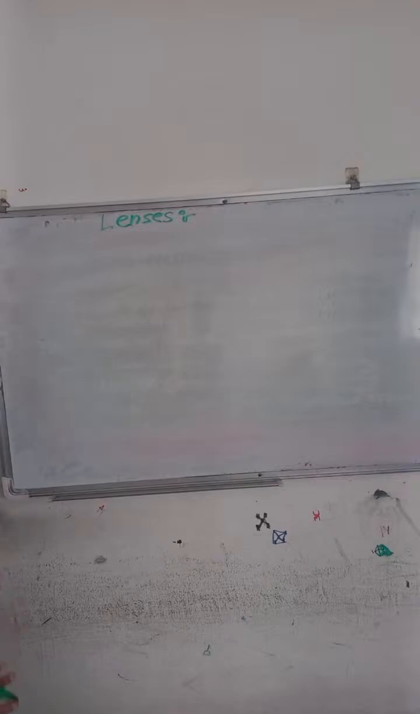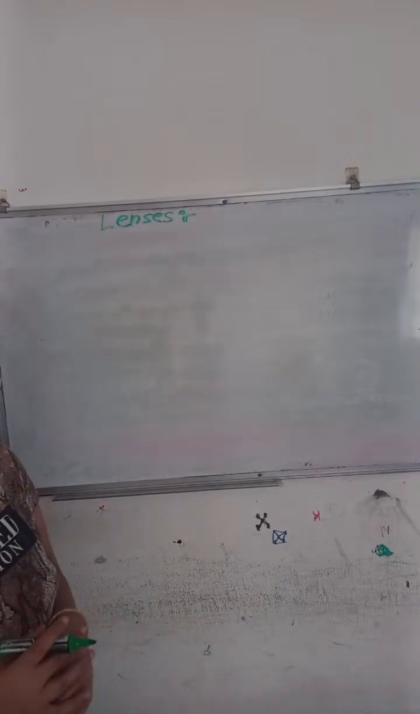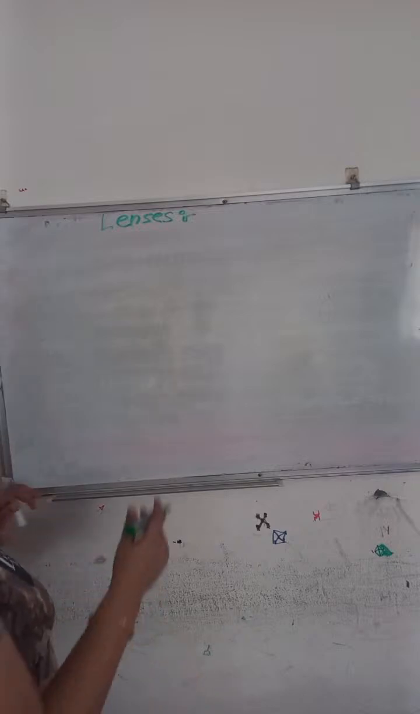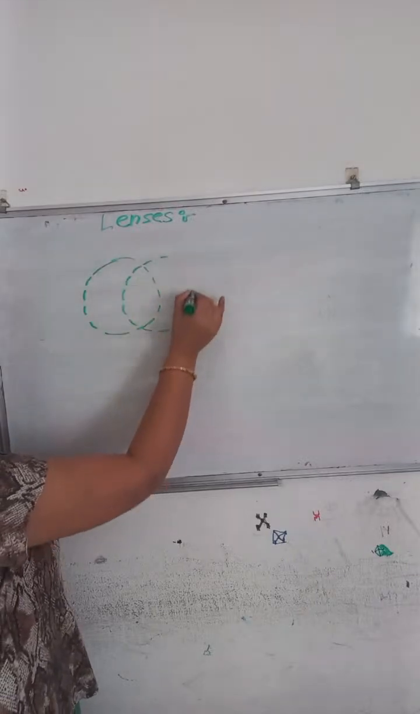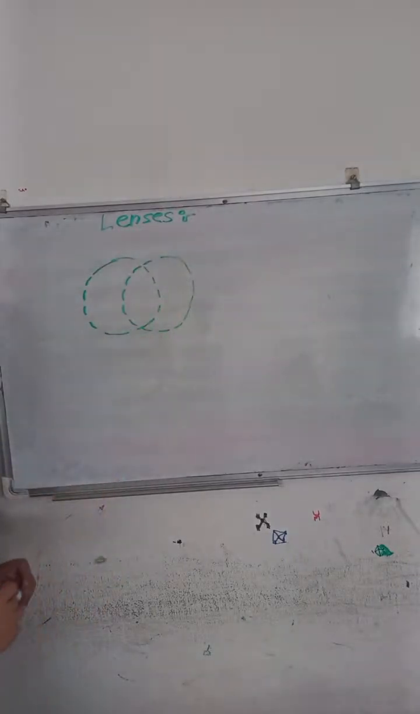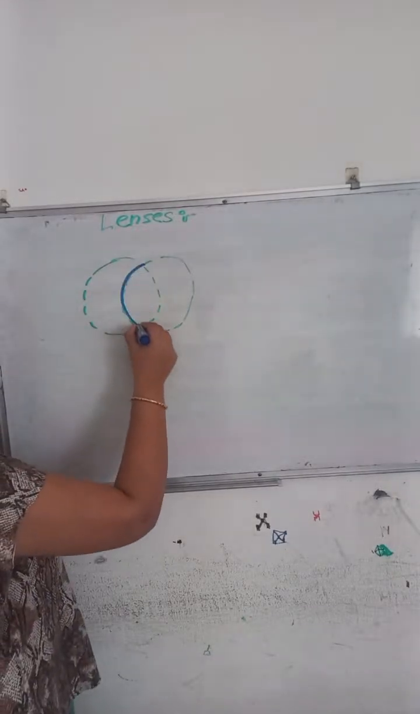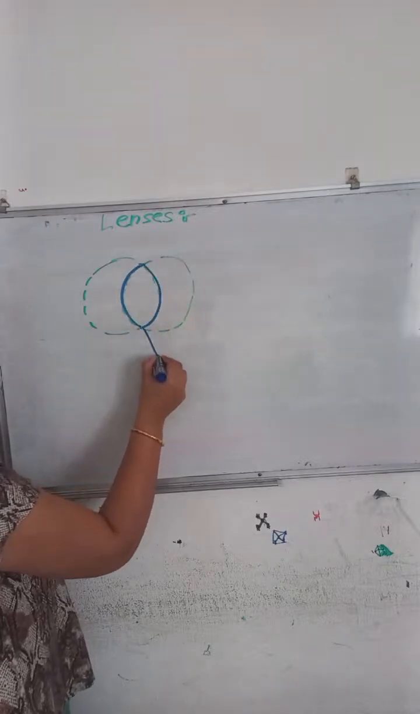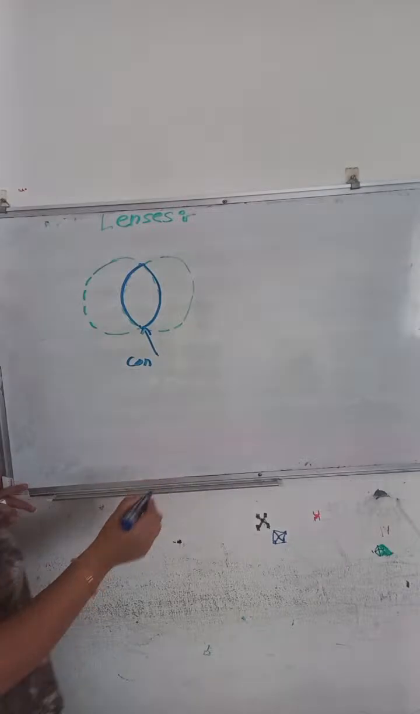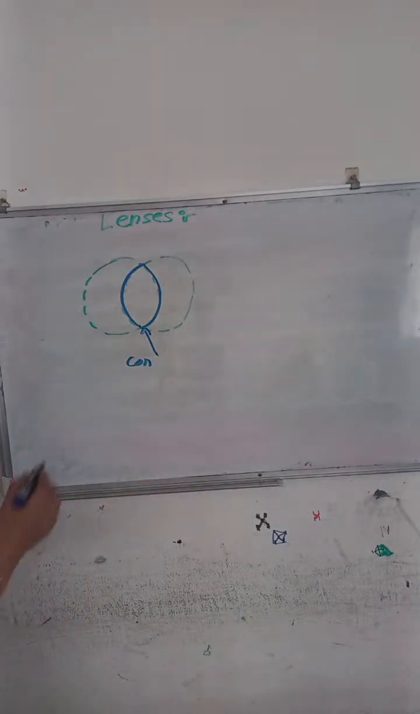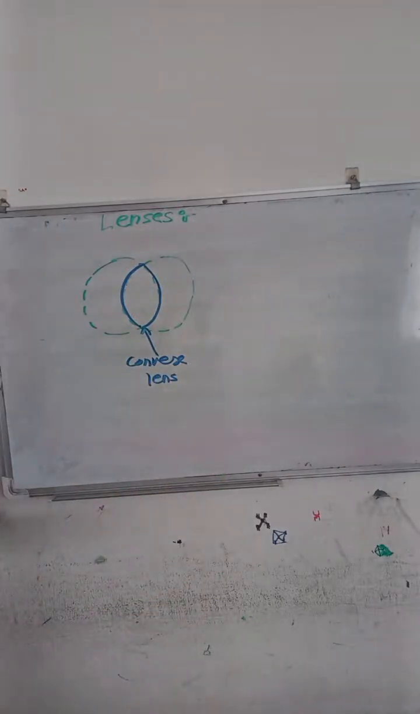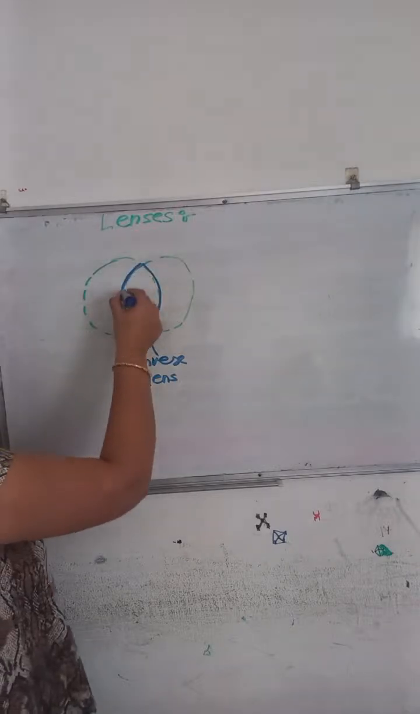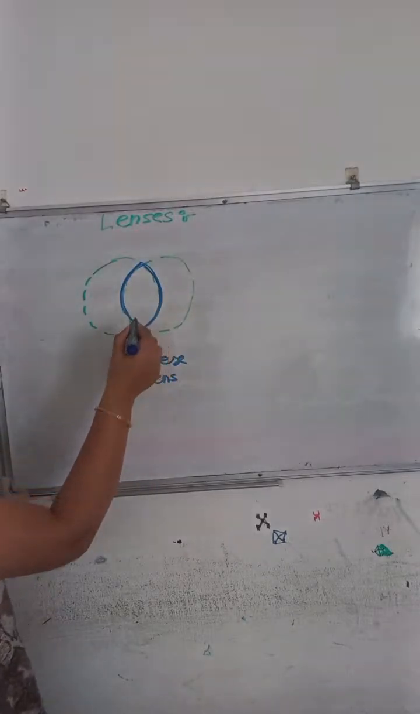Okay, how will the lenses form? Lenses are basically made up of glass or plastic or fiber material. If I have two glasses here and I overlap them like this, whatever part I get, this overlapping part, is nothing but a convex lens. This is called a convex lens.